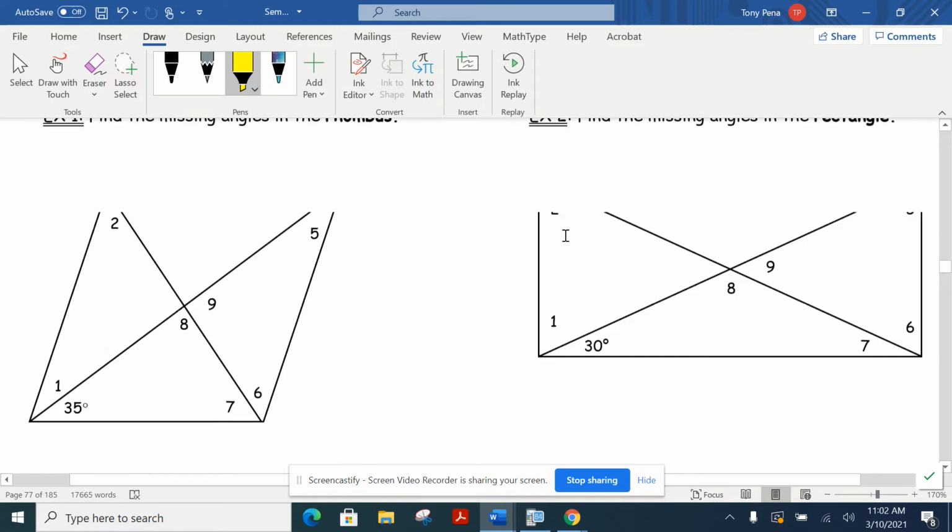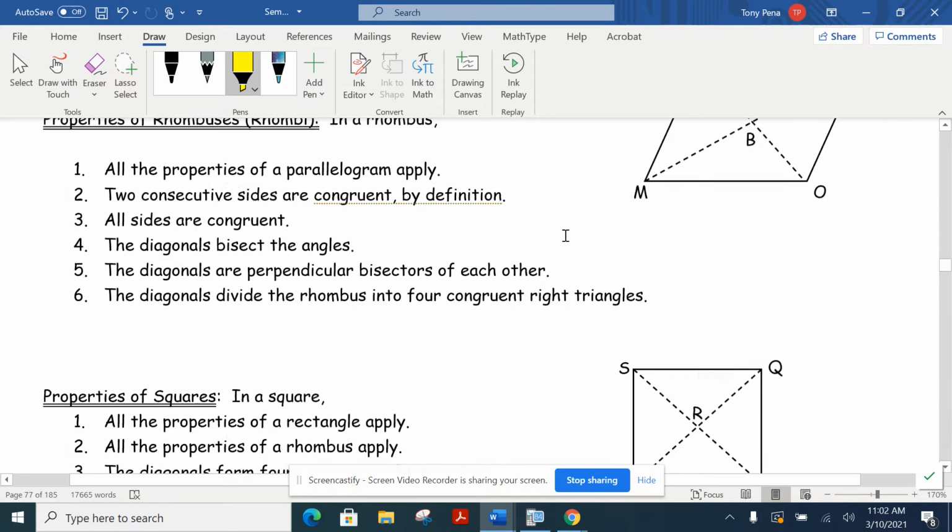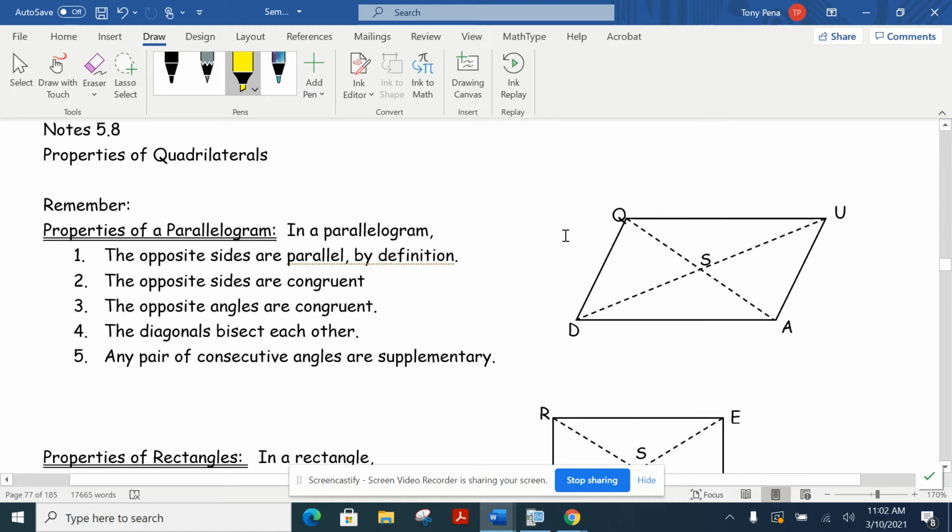With that flow chart in mind now, you've got a lot of new properties to look at here. So go to this now in our notes. Go to the 5.8 or just look on our screen as we go through these. The first ones we know. This is what we spent the last couple of days on. In a parallelogram, here are our properties. Opposite sides are parallel, opposite sides are congruent, opposite angles are congruent, the diagonals bisect each other, and consecutive angles are supplementary.